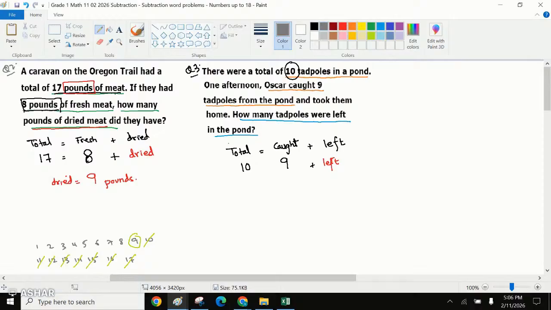How many are left in the pond? So what we can do is write the numbers 1, 2, 3, 4, 5, 6, 7, 8, 9, and 10. How many were caught? 9 of them were caught, right? So we remove 1, 2, 3, 4, 5, 6, 7, 8, and 9. And how many are left?